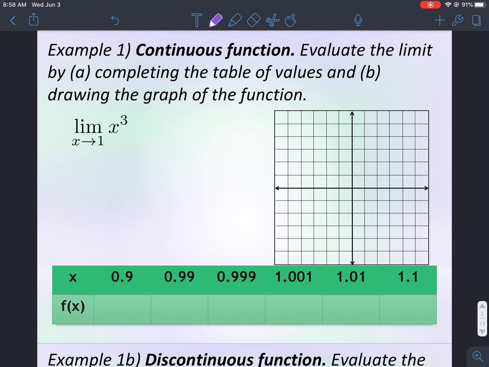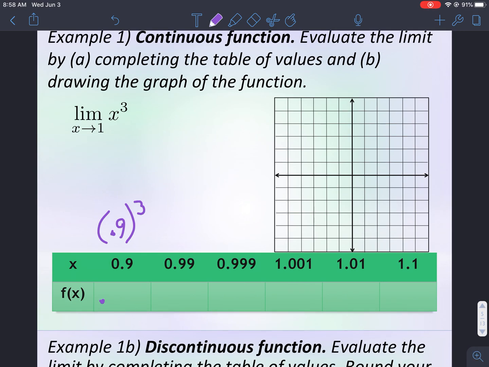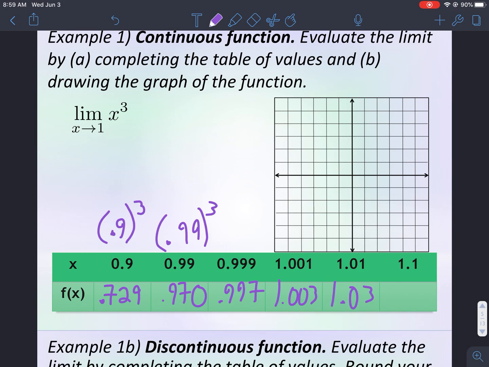So let's take 0.9 to the third power in order to complete this table. And I'm going to write my answers to the nearest thousandth, so this is going to be 0.729. And then I'm going to take 0.99 to the third power, and that's going to give me an answer of 0.970. And so on. I'm going to fill in this entire table. This is going to be 0.997. And then when I plug in 1.001, I get an answer of 1.003. And then 1.03 and 1.33. So it looks like there's a little bit of a pattern there.